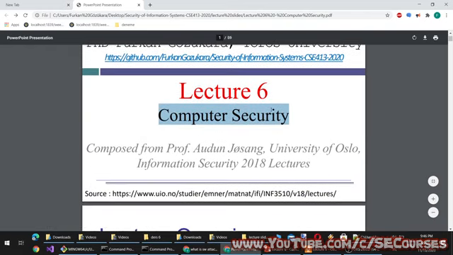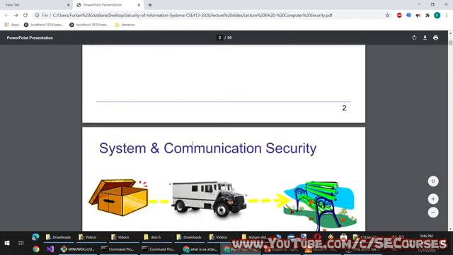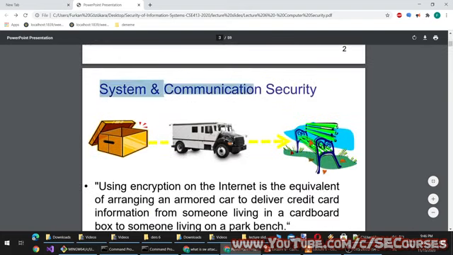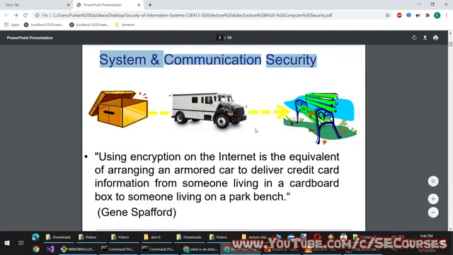Today's topic is computer security, and let's start with the lecture overview. So we will see secure computer architectures, virtualization architectures, trusted computing. Okay. System and Communication Security.